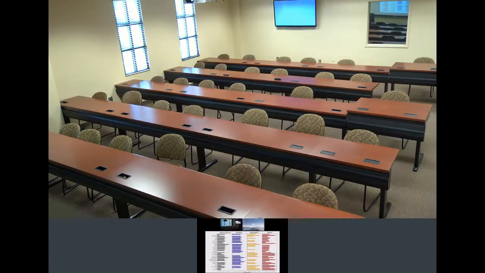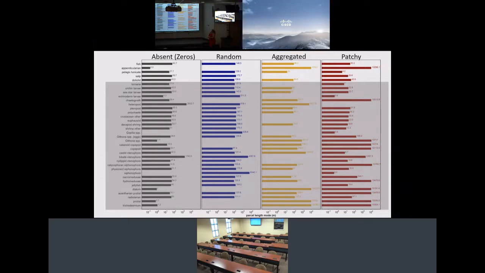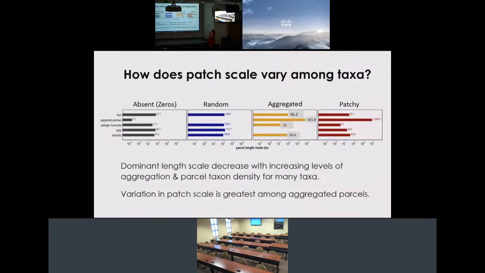Okay, so I wanted to also look at the idea of scaling in a different way. I took all the lengths of our different parcel types, patch, aggregated, random and zeros, and found the largest mode, to try to get one number that describes the scale of aggregation or randomness for each of our functional groups. That's what you're looking at here, a very large and rather busy chart that shows the dominant modes for parcel length. So I'm going to minimize this a little bit, and we're just going to focus on the top five groups here.